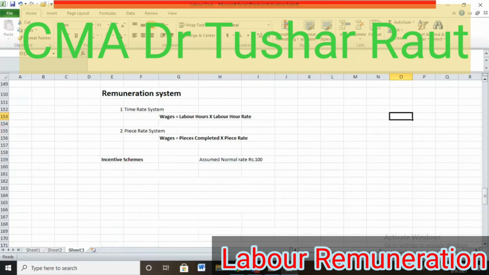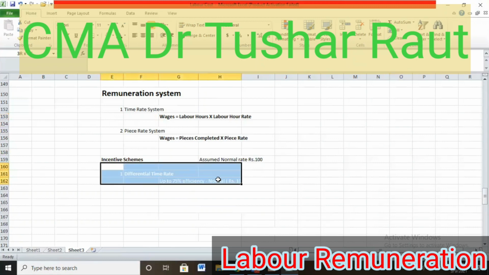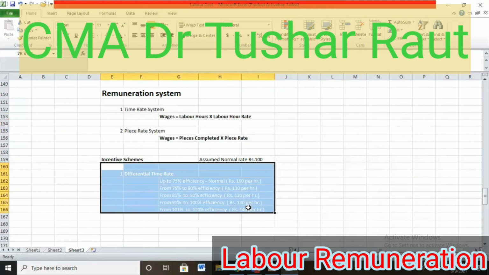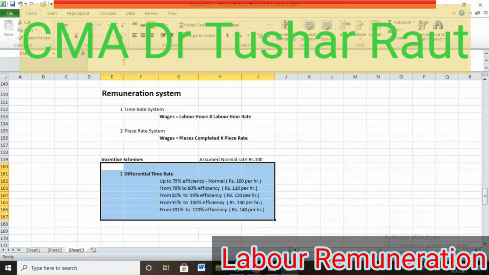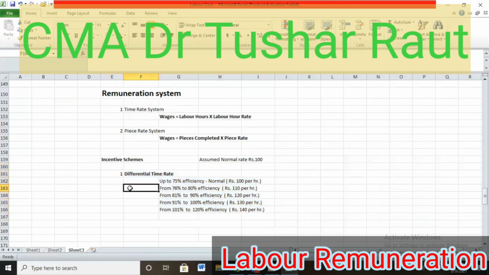So those who are more efficient have to be rewarded with an additional amount of remuneration. So in case of an incentive scheme, the first concept is the differential time rate. Here is the concept of a different wage rate for different performance. If you have worked up to 75% efficiency, you will get the normal rate.